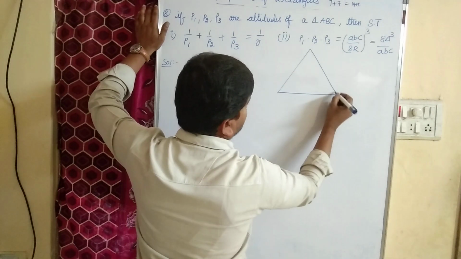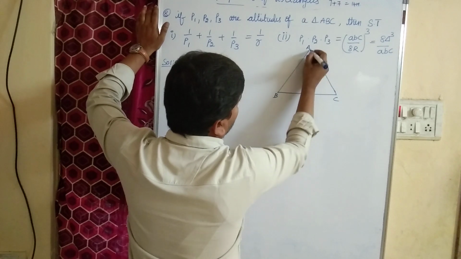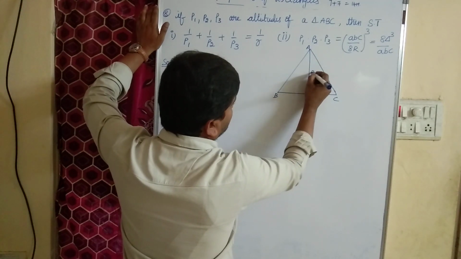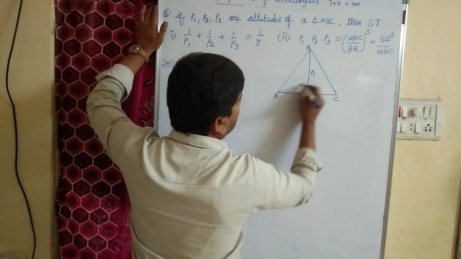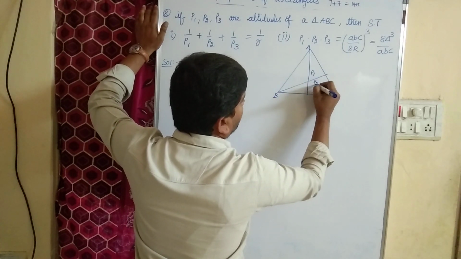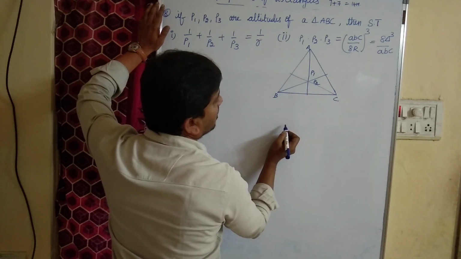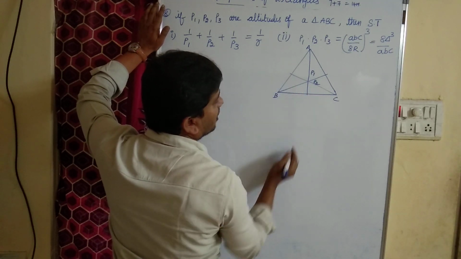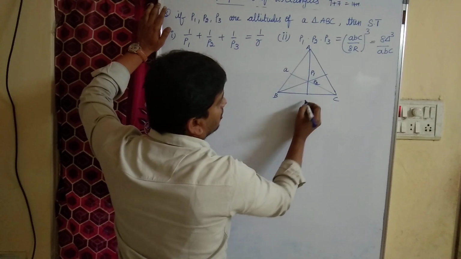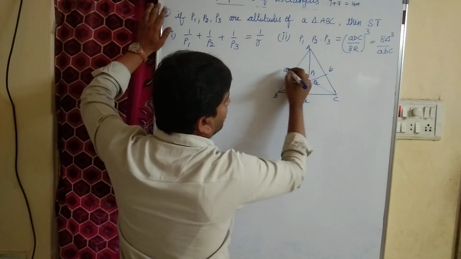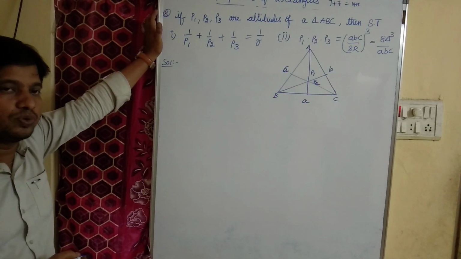So this is also the most important problem. This is our triangle ABC. P1 is the altitude from vertex A to BC, P2 be the altitude from vertex B to AC, and P3 be the altitude from vertex C to AB. The sides of the triangle are A units, B units and C units.